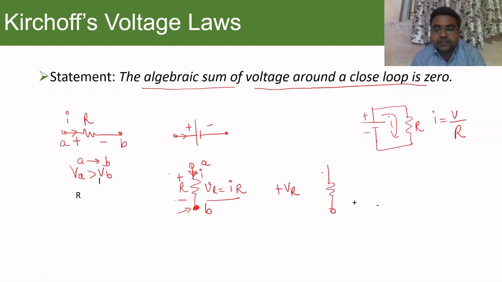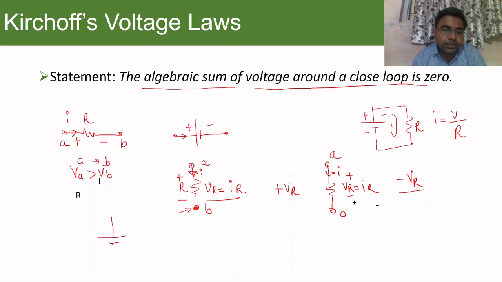In the alternative way, if my current flows from A to B, and my journey is from A to B through this resistor, then my voltage across AB would be minus VR. Why? Because while I was at point A my potential was plus, and while going through this resistor, when I reach the B terminal, my potential becomes negative. So this will become minus VR.